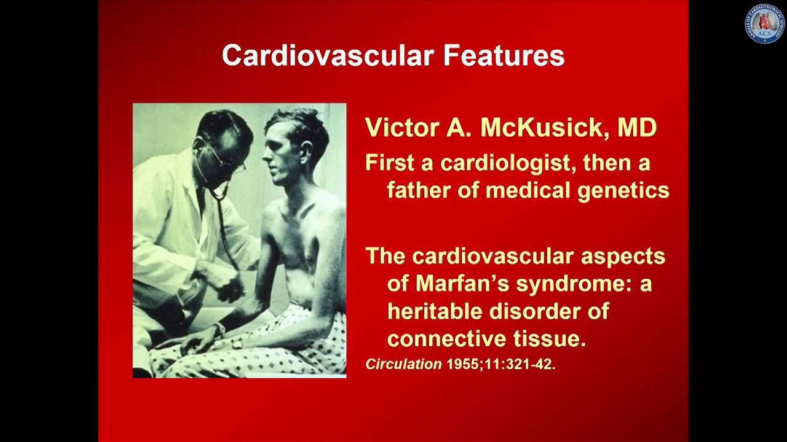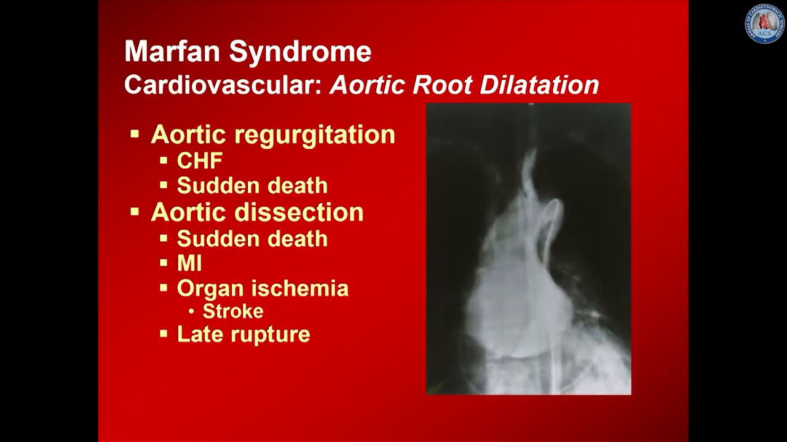Victor McKusick, a cardiologist, was the first to codify diagnostic criteria in a paper in 1955, and he also was the first to describe Marfan syndrome as a heritable disorder of connective tissue. The cardiovascular features certainly are impressive and include progressive aortic regurgitation due to dilatation of the sinuses of Valsalva, and aortic dissection, typically involving the ascending aorta, which can lead to all of the typical complications of acute dissection.